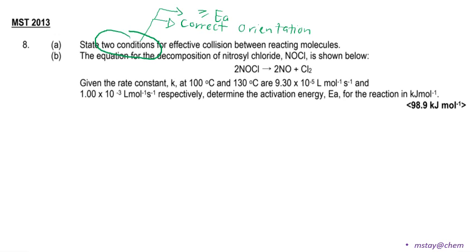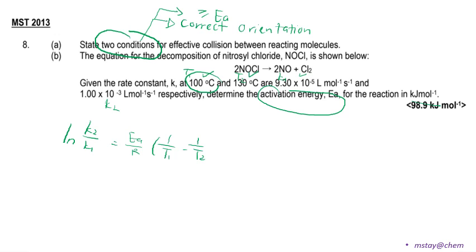Next question: they give us the rate constant at 100 degrees Celsius and 130 degrees Celsius. So these will be T1 and T2, with K1 and K2, and we determine the activation energy for the reaction in kilojoules per mole. As we look here, it involves temperature, with two temperatures, so we are going to use the Arrhenius equation: ln K2 over K1 equals Ea over R times 1 over T1 minus 1 over T2.